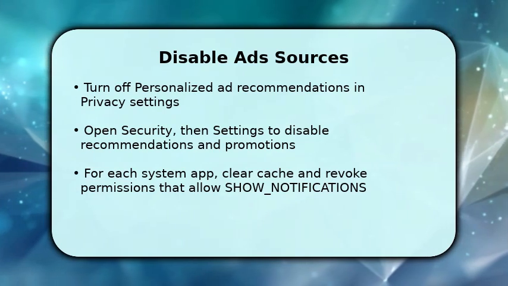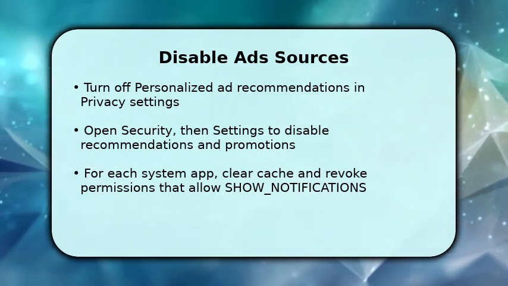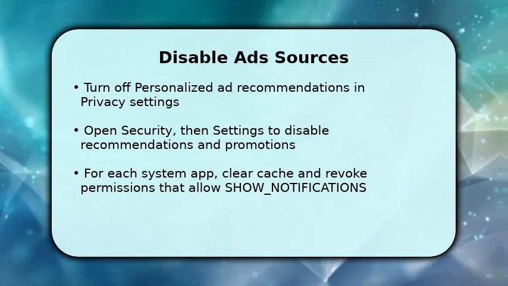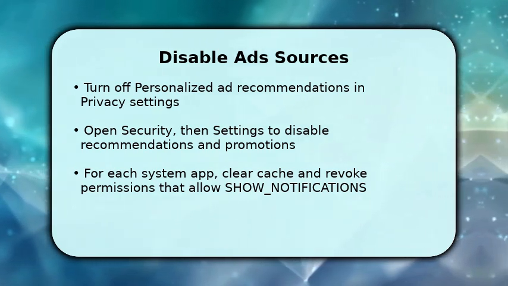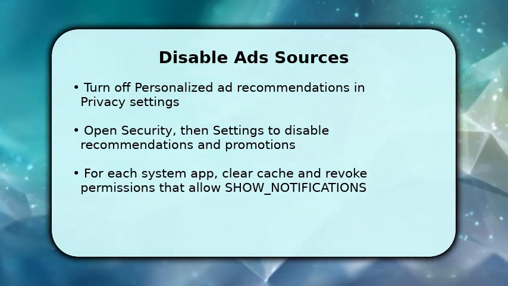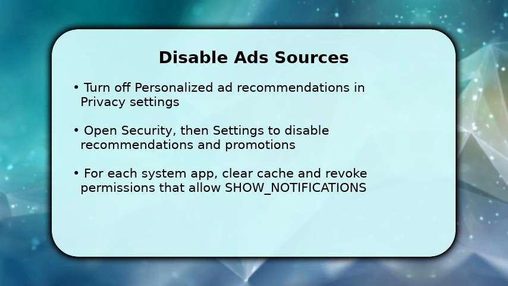You now target the ad sources inside MIUI. First, disable personalized ad recommendations in privacy. This stops targeted push content. Then open the security app, tap Settings, and switch off recommendations and promotions so built-in apps stop surfacing ads.